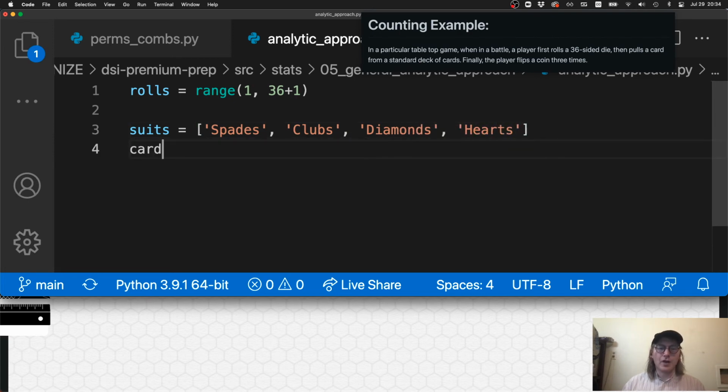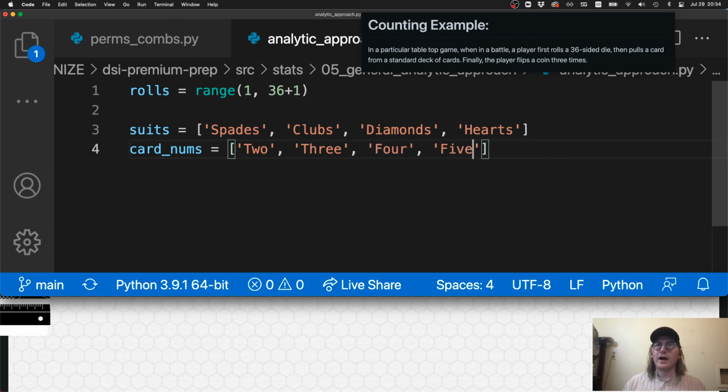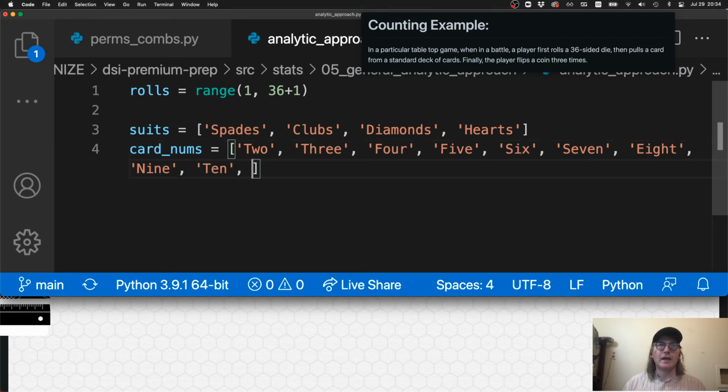And then our card numbers are going to be 2, 3, 4, 5, 6. Oh, you know what? I should probably make these text, even though this is going to take a lot longer to write. 2, 3, 4, 5, 6, 7, 8, 9, 10, and ace.